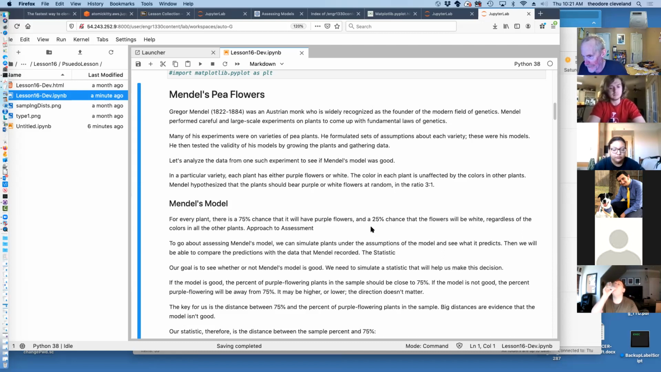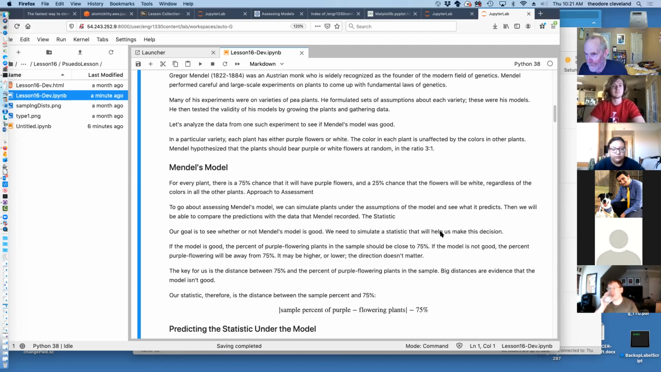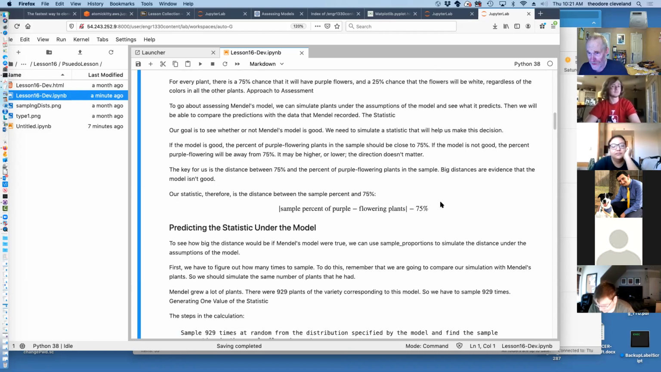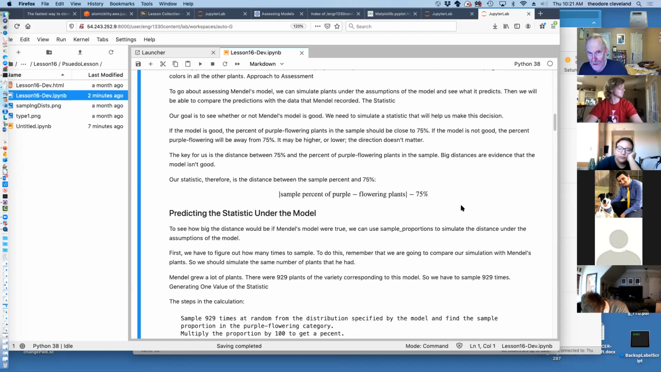And the color of each plant is unaffected by the colors in the other plants. And he hypothesized that the plants should bear purple or white flowers at random in the ratio of 3 to 1. So there's a 75% chance in any given plant that it will produce a purple flower and a 25% chance in any given plant that it'll make a white flower. And so to go about assessing his model, we can simulate the plants under the assumptions of the model and see what it predicts. And then we can compare the predictions with the actual data that Mendel recorded, which is called the statistic.